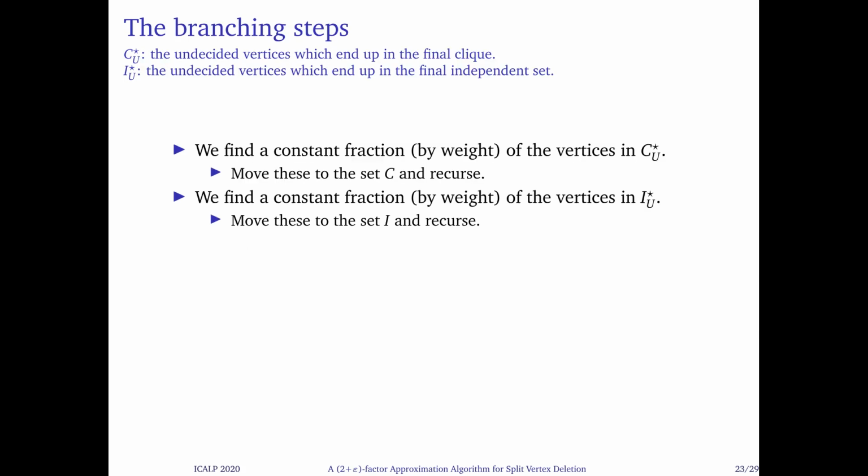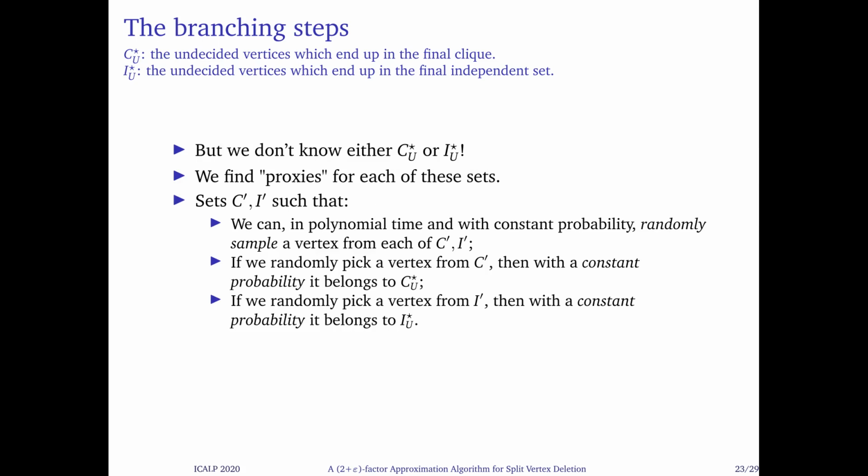Okay, so now let's look at the branching steps. In the branches, we find a constant fraction by weight of the vertices in C star U and move this to the set C and recurse. That's one branch. In the other branch, we find a constant fraction by weight of the vertices in I star U, move these to the set I and recurse. But we don't know either C star U or I star U. So how do we do this?